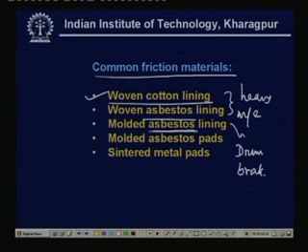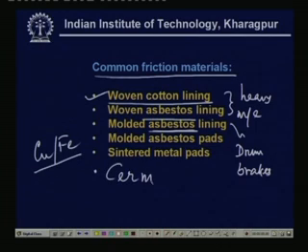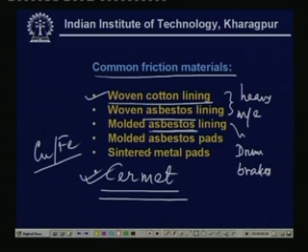normal drum brakes. Then molded asbestos pads or sintered metal pads. Here we have the sintered metal, normally copper or iron is used, and this has to be sintered. We can have some cermet, where instead of metal we can have some ceramic components also. This is very much used nowadays. So, these are different friction materials.